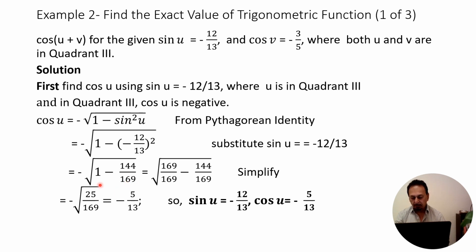In order to subtract, 1 has to be rewritten as 169 over 169. And now we can subtract: 169 minus 144 is 25 over 169. So that's the square root of that. Now the square root of 25 is 5 and the square root of 169 is 13. So we have found cosine u equal to minus 5 over 13.